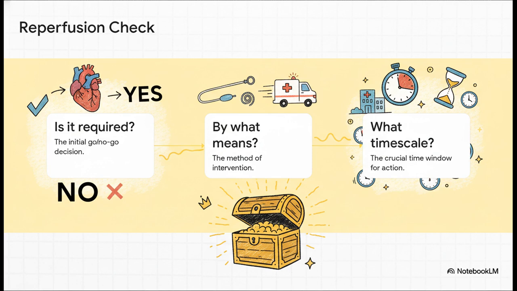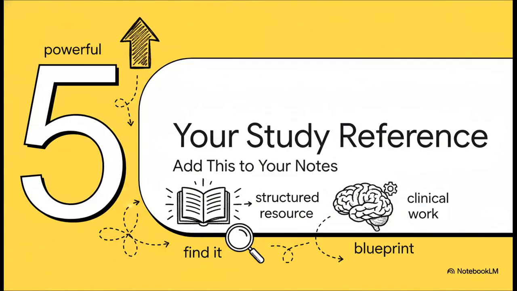And this is where the tutorial gives you a really simple but super powerful framework. It boils it all down to just 3 core questions. 1, is reperfusion even required? 2, if it is, how are we going to do it? And 3, and this is the big one, how fast do we need to move? That's it. That's your checklist for making the right call when it really counts. So there you have it, right? A powerful, focused way to think about ACS.